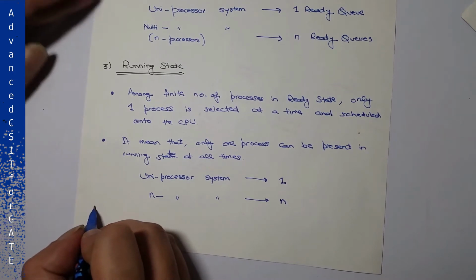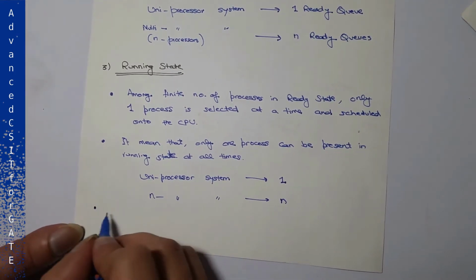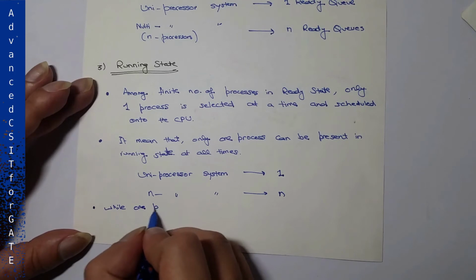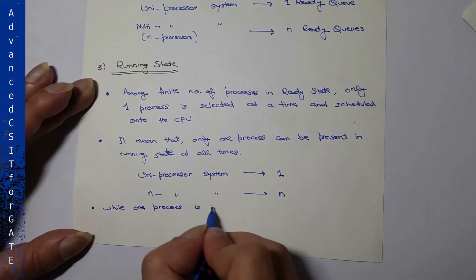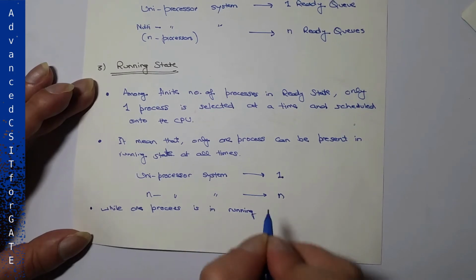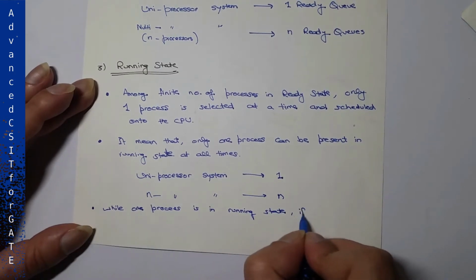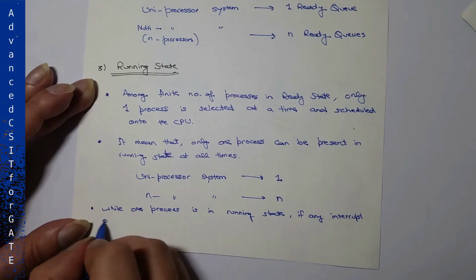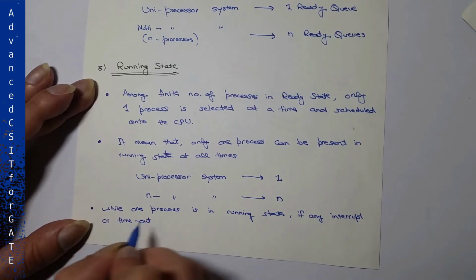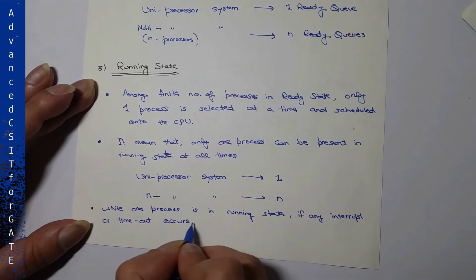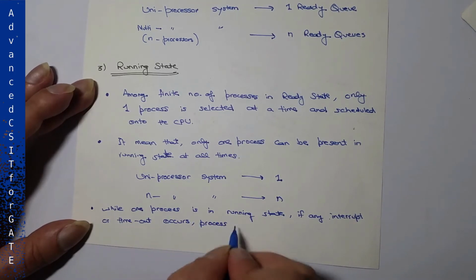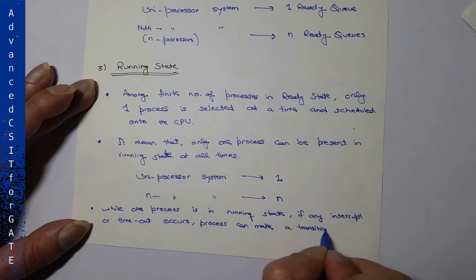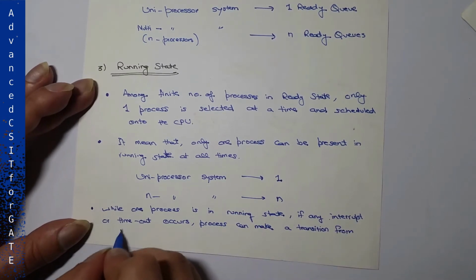And the last point could be about the timeout. So we can say that while one process is in running state, if any interrupt or timeout occurs, the process can make a transition from running to ready state.